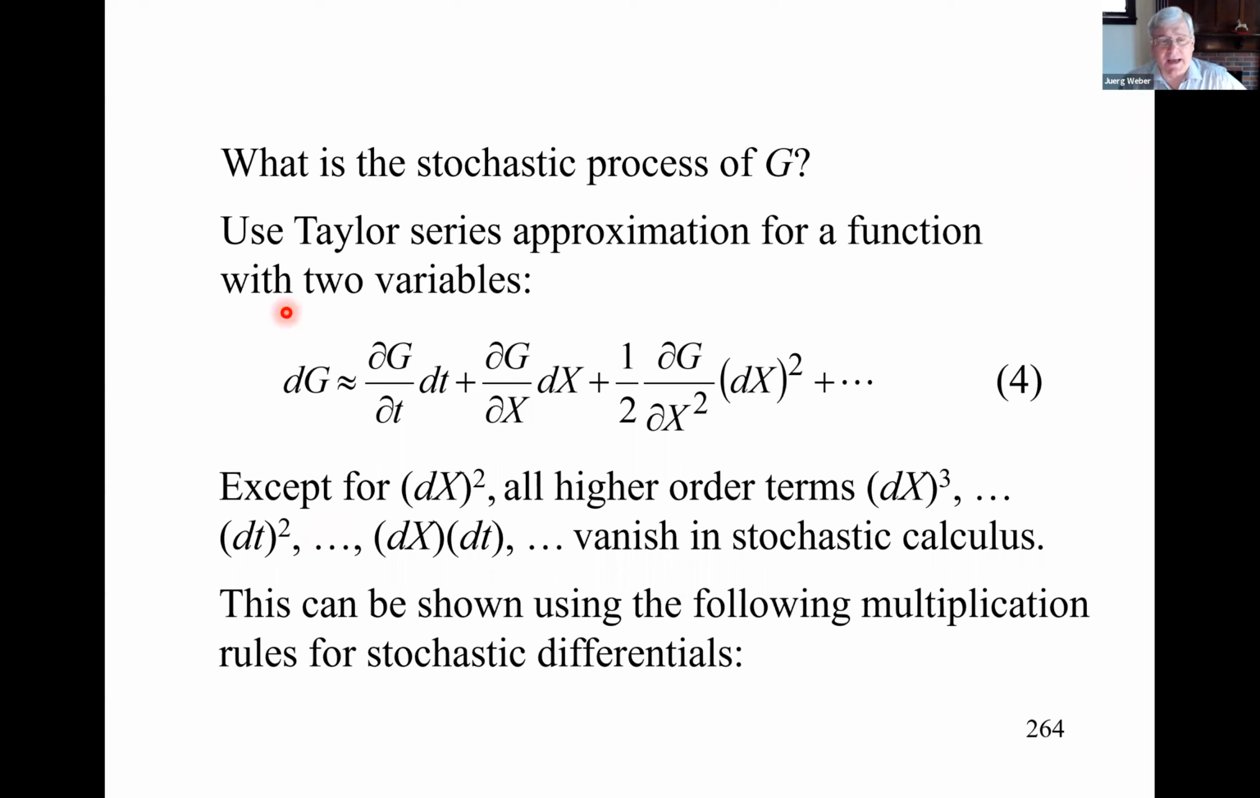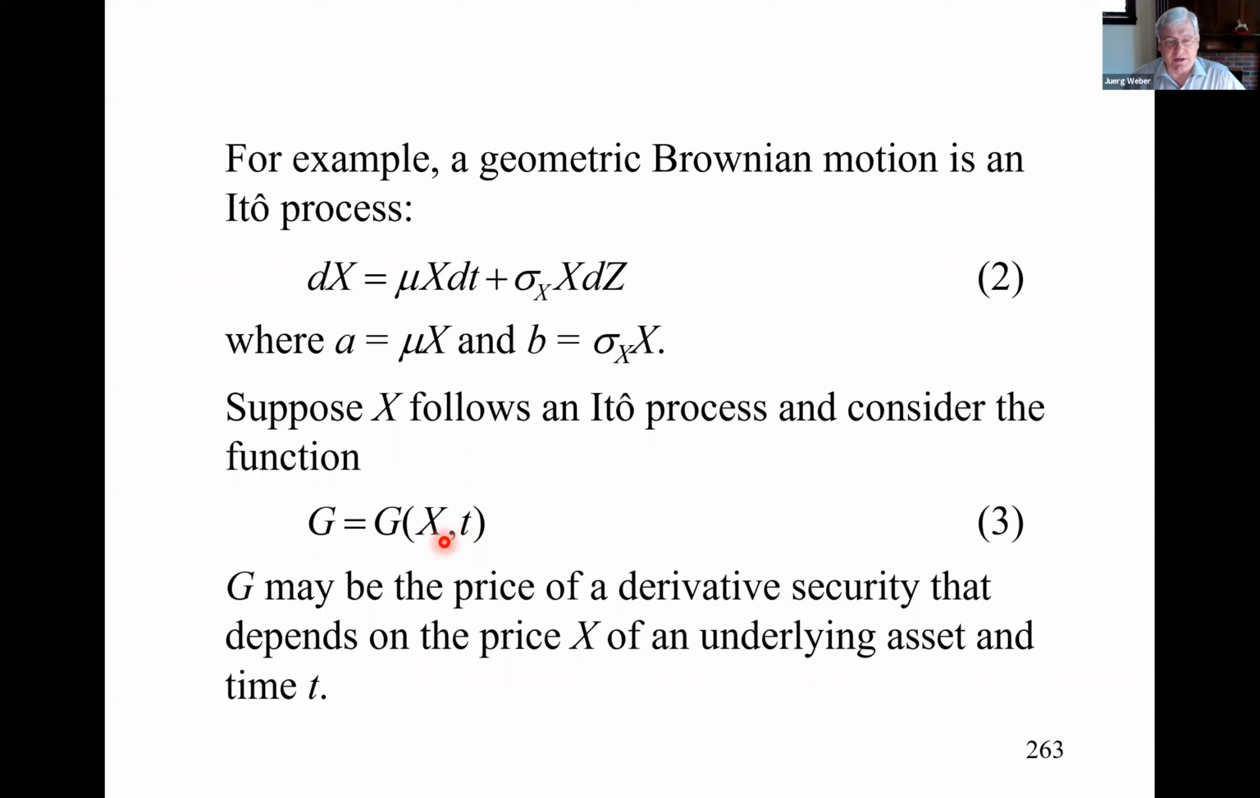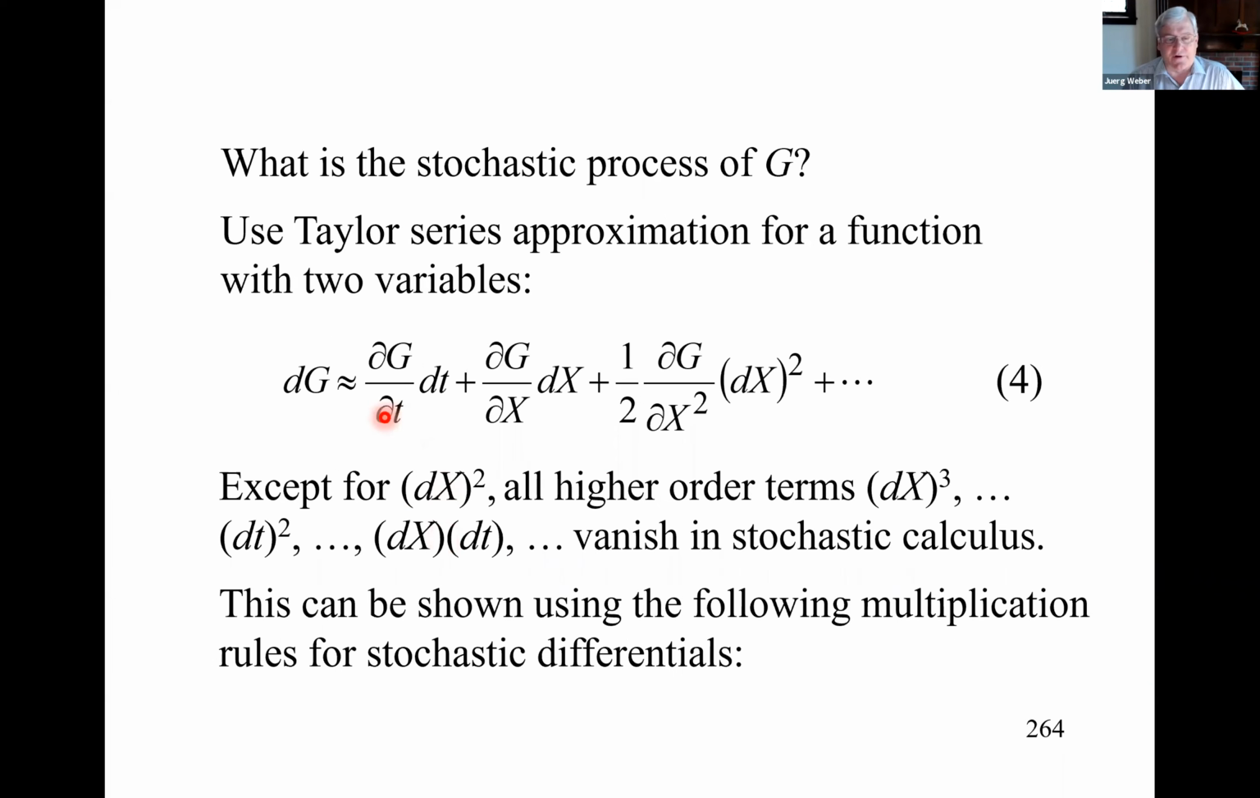Now let's use a Taylor series approximation for a function with two variables. We have x and t, and we will just approximate this function g with a Taylor series approximation. So we have here the first order terms, dg to dt, dg to dx. Then we get here the second order terms, dx squared. You also would have a dt squared. And then you also get some cross products, dx dt, and so on. And you would also have the higher order terms, third power, and so on.